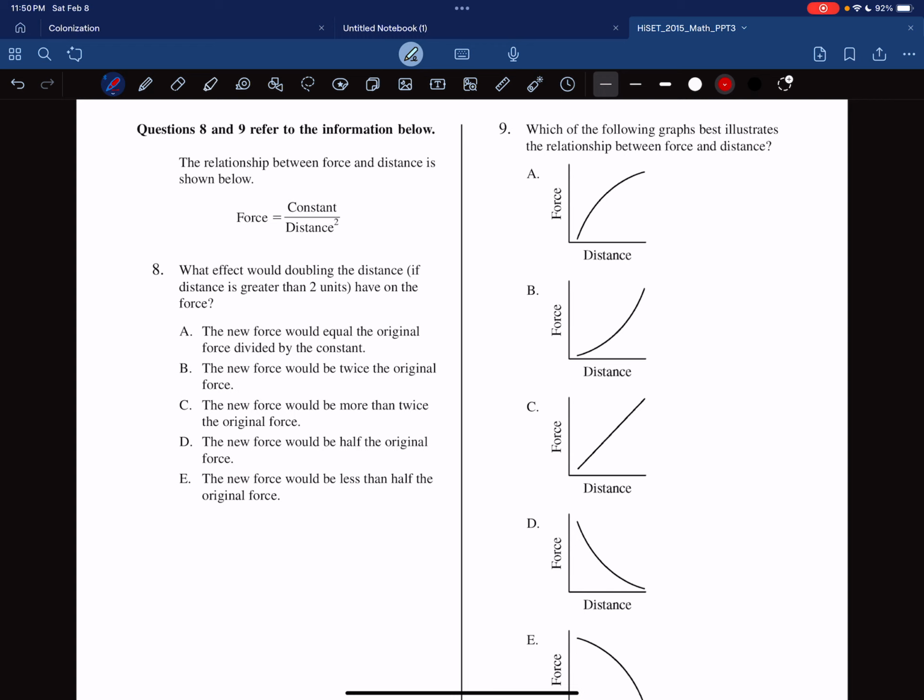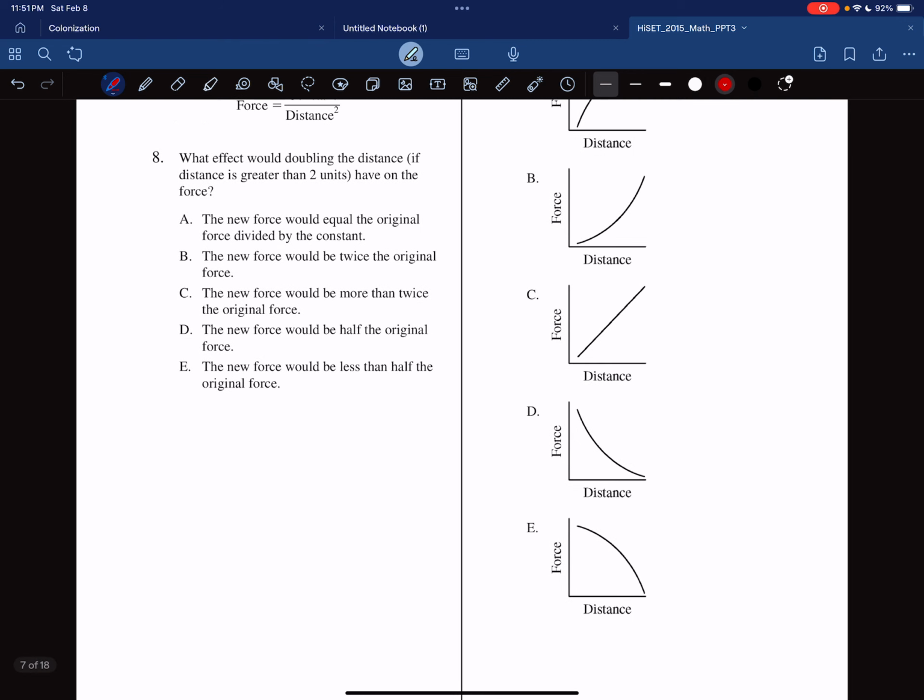And the question is, what effect would doubling the distance, if the distance is greater than 2 units, have on the force? Now, before I read the choices, I'm just going to use some example numbers here. It says, what effect would doubling the distance, that means multiplying it by 2, if the distance is greater than 2 units? So let's use something that's greater than 2 units.